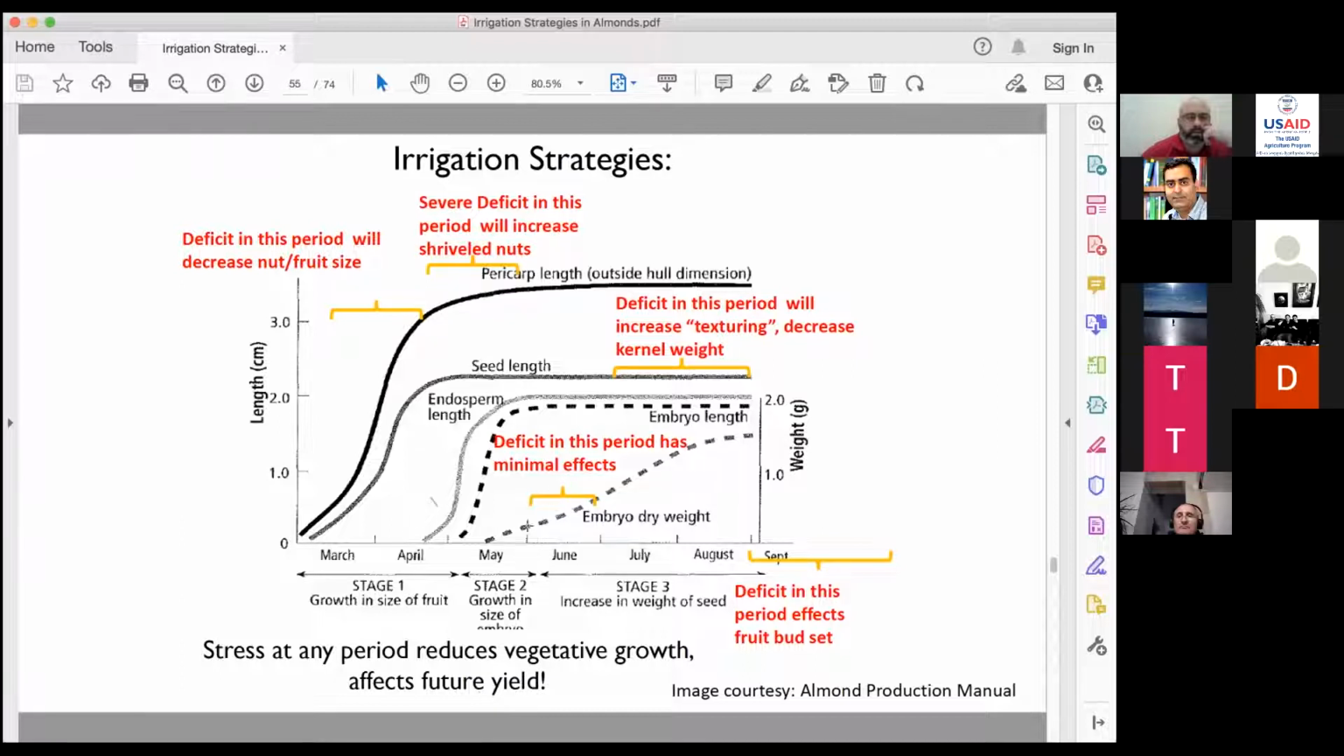And then there's a period around hull split.